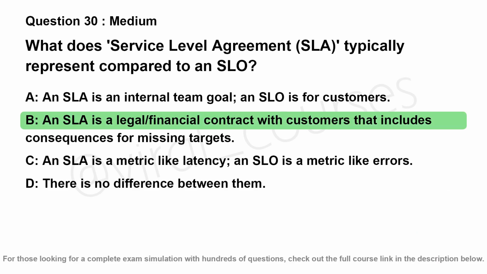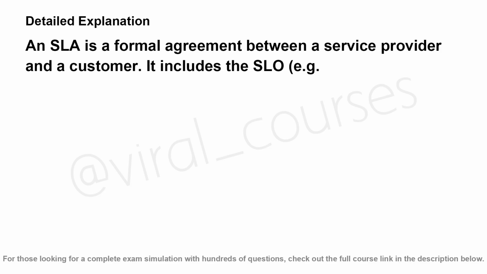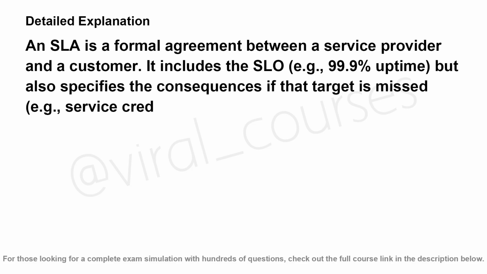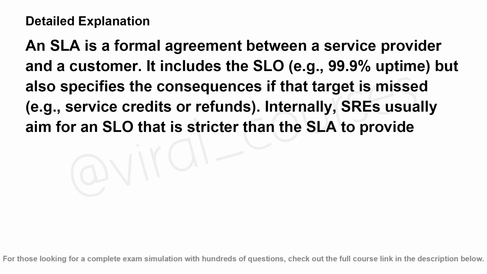The correct answer is B. An SLA is a formal agreement between a service provider and a customer. It includes the SLO, e.g., 99.9% uptime, but also specifies the consequences if that target is missed, e.g., service credits or refunds. Internally, SREs usually aim for an SLO that is stricter than the SLA to provide a safety buffer.